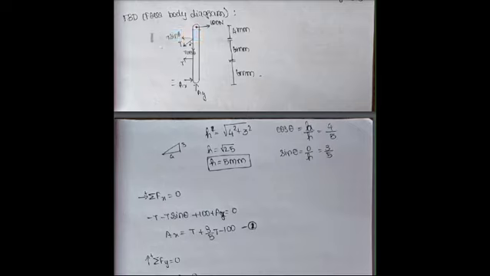Then we take 100 N. The force is 100 N, and it is moving horizontally rightwards, so we take it as positive, and Ax is also moving rightwards horizontally, so we take it as positive. Keeping Ax on this side and carrying all the others to the other side will give this equation, and we consider this as equation number 1.